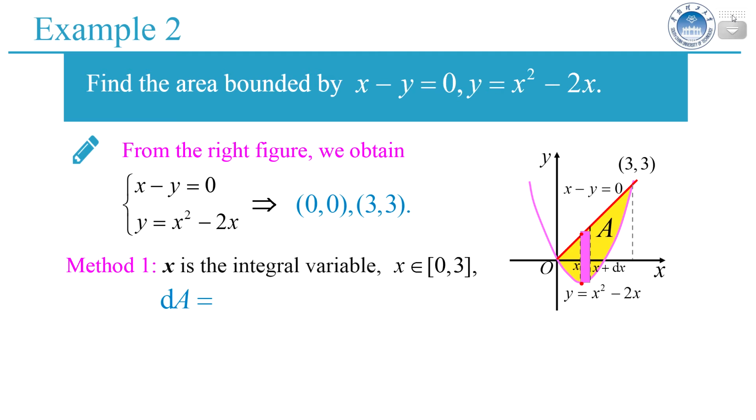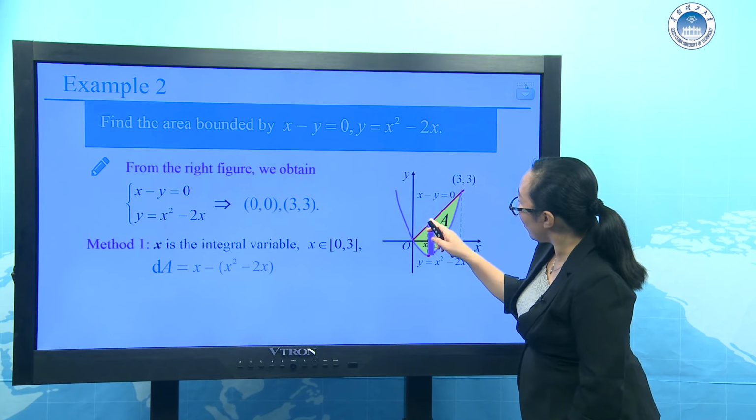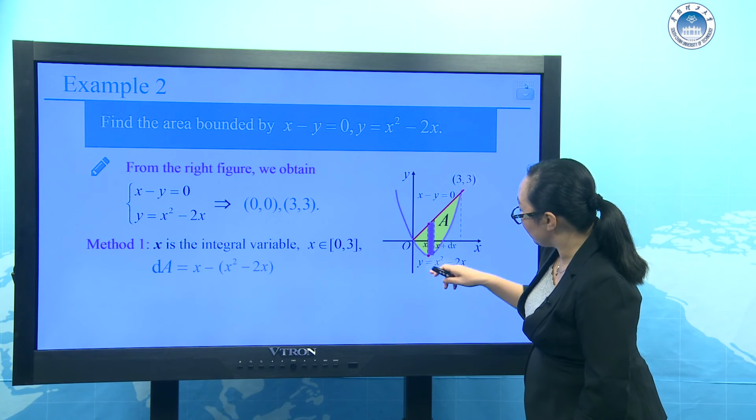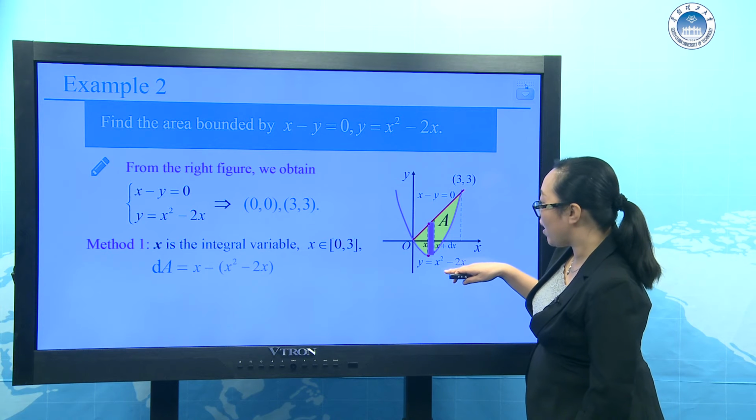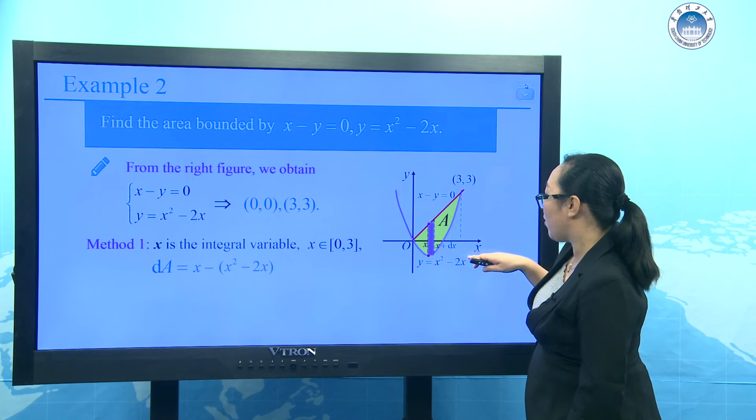dA means the corresponding area element equals x minus this part. How to get it? x is our integral variable. If x is given, the corresponding y equals x. Then the corresponding y equals x squared minus double x.